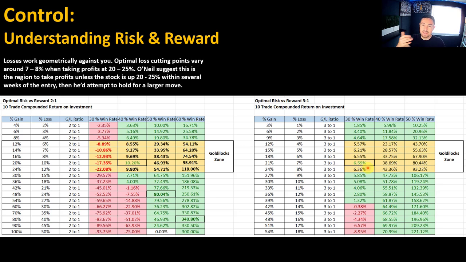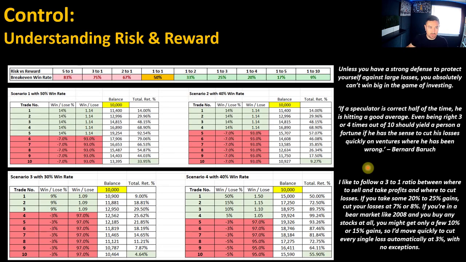Now what he does say, in harder market environments such as bear markets, actually taking losses much quicker, so instead of 7-8%, actually having a 3% stop loss, so really tightening up, not widening it, tightening up in harder market environments. Let me just give you another scenario.